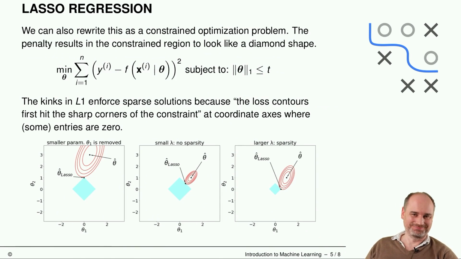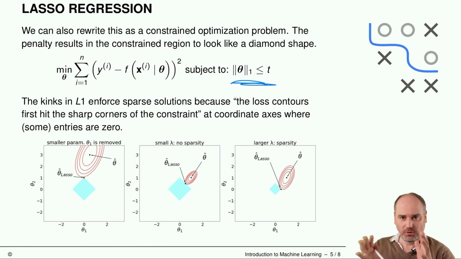Again, repeating something which we have done for the L2, we can now rewrite our regularized problem with two components, the ERM part and the penalty part, as a constrained optimization problem. And the only thing that changes now is the geometry of this feasible region. Before it was a ball, it was a circle, because of the L2 norm. Now we have the L1 norm, and we end up with a diamond shape.